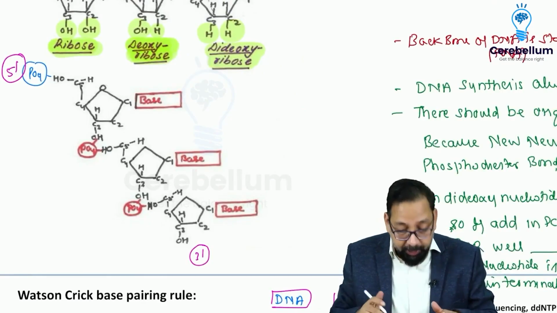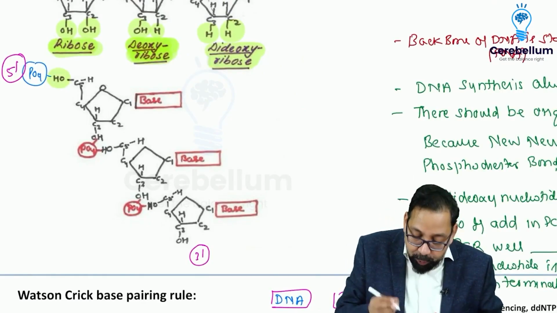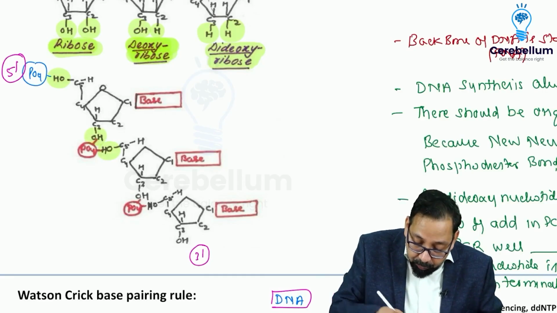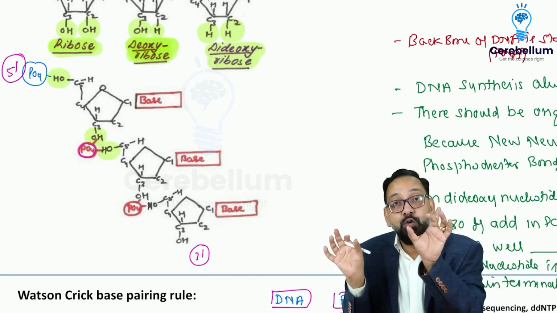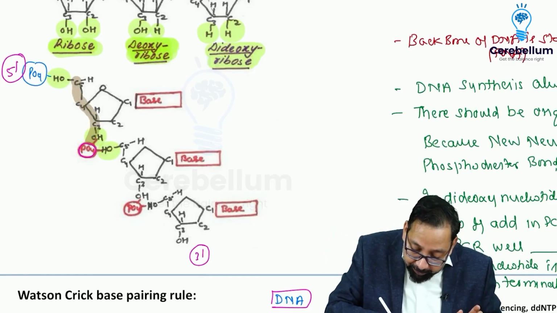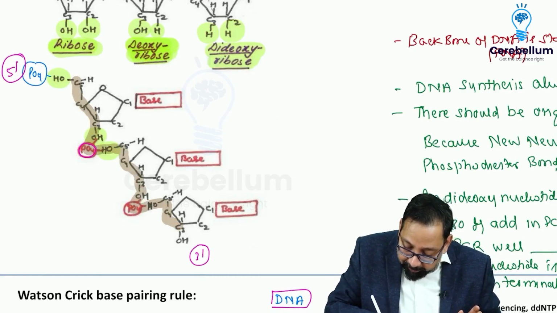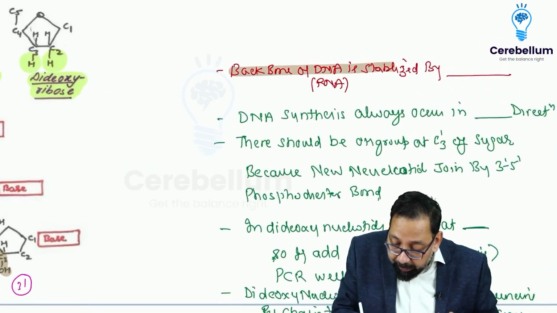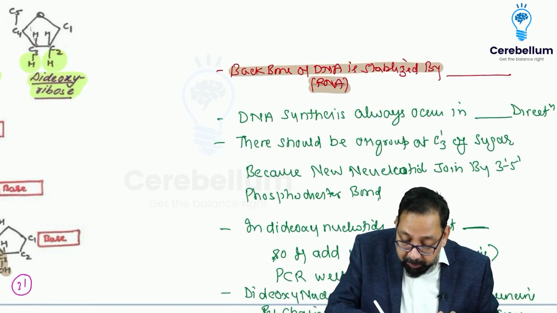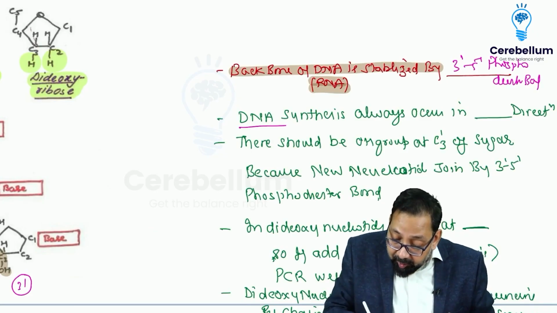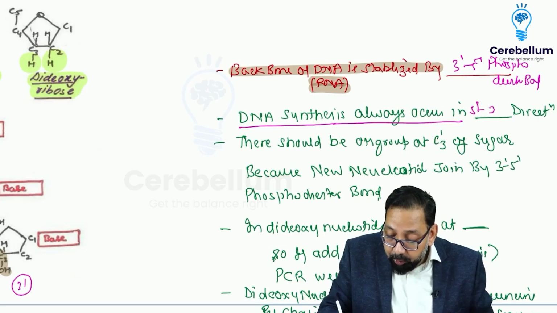Before that, suppose this is a strand of DNA. We found that the OH group of C3 binds with the OH group of C5, and this is a phosphodiester bond. Phosphate binds with 2 OH groups to make a phosphodiester bond, and a question is asked whether the backbone of DNA or RNA is stabilized by a phosphodiester bond. So the backbone of DNA or RNA is stabilized by a 3',5' phosphodiester bond. DNA synthesis always occurs in the 5' to 3' direction.